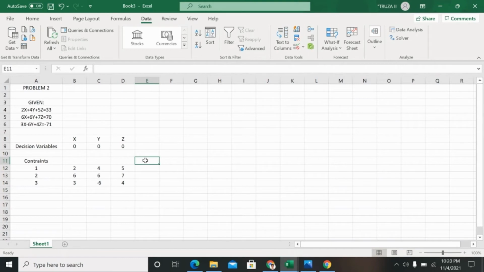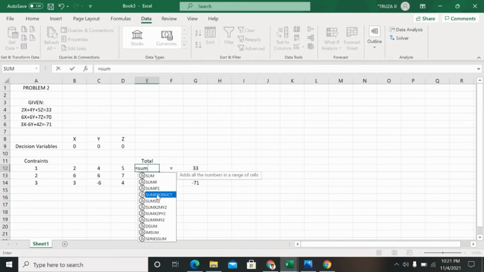And the total of constraint 1 should be equal to 33. In constraint 2, the total should be equal to 70. And in constraint 3, the total should be equal to negative 71.